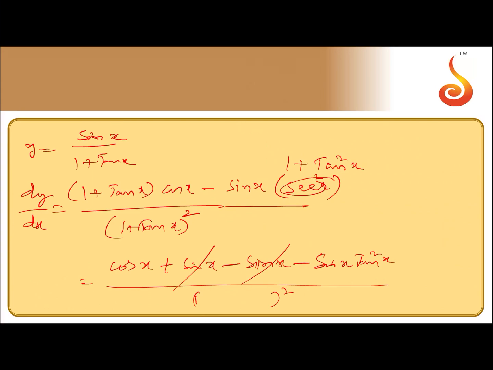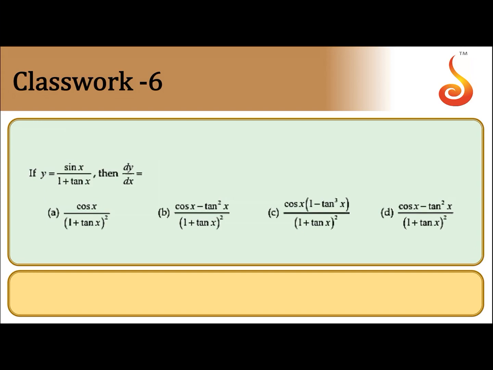These two get cancelled, leaving cos x minus sin x. Therefore, take up the common value, because sin cube x divided by cos x. Simplifying, you will get the answer: cos x multiplied by 1 minus tan cube x divided by 1 minus sin x.